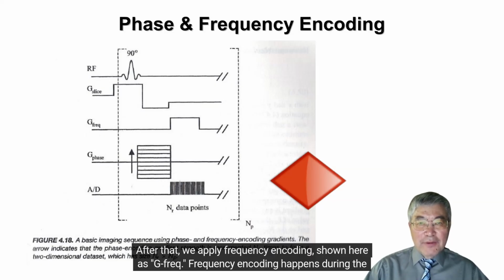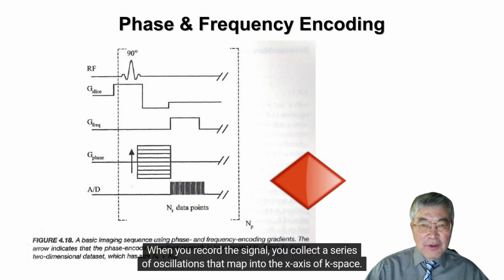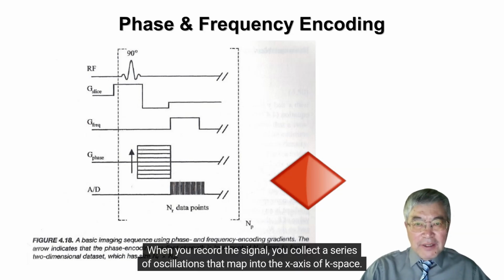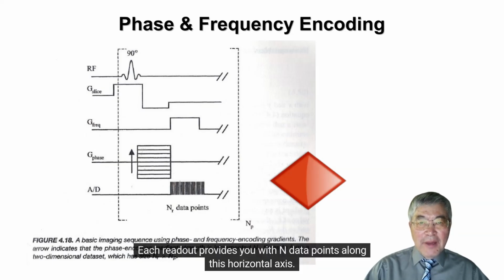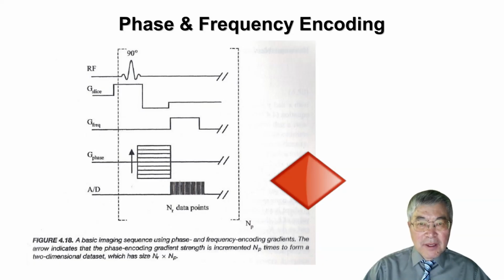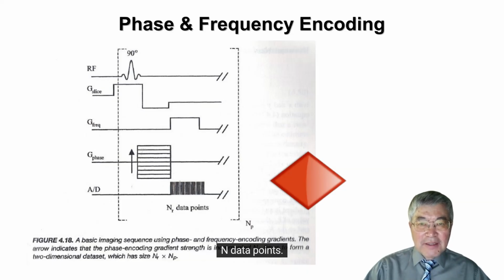Frequency encoding happens during the readout. With this gradient on, different spatial locations along the X direction correspond to different precession frequencies. When you record the signal, you collect a series of oscillations that map into the x-axis of K-space. Each readout provides you with n data points along this horizontal axis. So, putting everything together, for each phase encoding step, you collect one frequency-encoded readout with n data points.